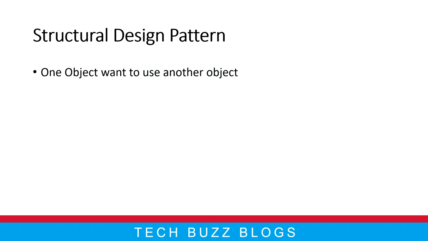So what is the use of structural design patterns? A structural design pattern helps us when one object wants to use another object. It means that if you want to use another object in your application, you can go for a structural design pattern. That is the purpose of structural design patterns. It has a couple of implementations, so let's see them one by one.